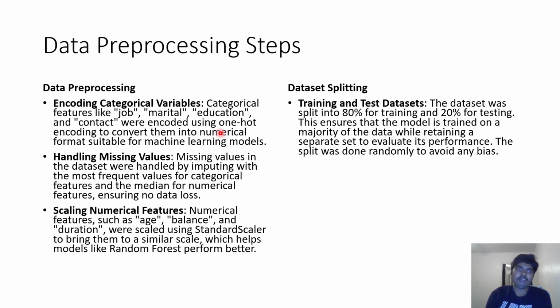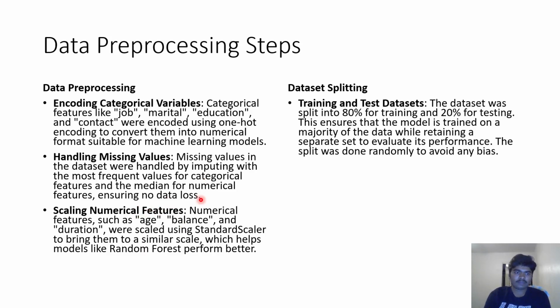Firstly, we need to talk about data pre-processing and data set splitting. There will be some categorical variables which we can split into two, like yes or no: job is employed or unemployed, marital status is married or unmarried, education is educated or uneducated. For that I used one-hot encoding, so that I converted them into numerical values, zeros and ones. The next one is handling missing values. Obviously in every data set there will be some missing values, so I used the median for numerical features, to make sure there are no missing values in the data.